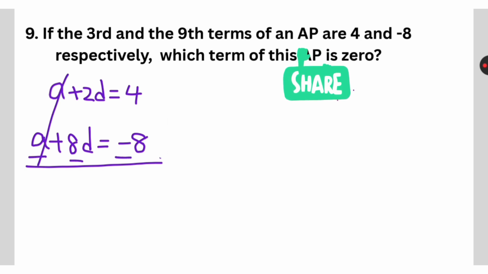Plus A minus A gets cancelled. 2D minus 8D gives minus 6D. So that is equal. Here we have a minus and here we have a minus. Minus minus plus. So 8 plus 4 gives 12. So D is equal to minus 2.